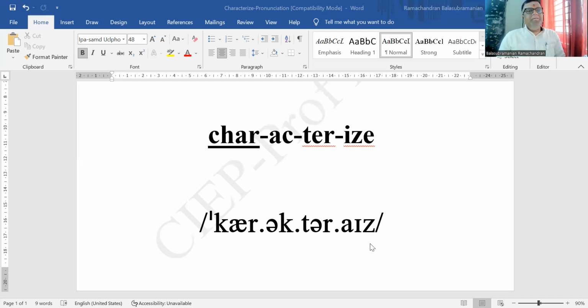It's characterize. The trick is you stress only care and don't care about the other 3 syllables. Characterize.